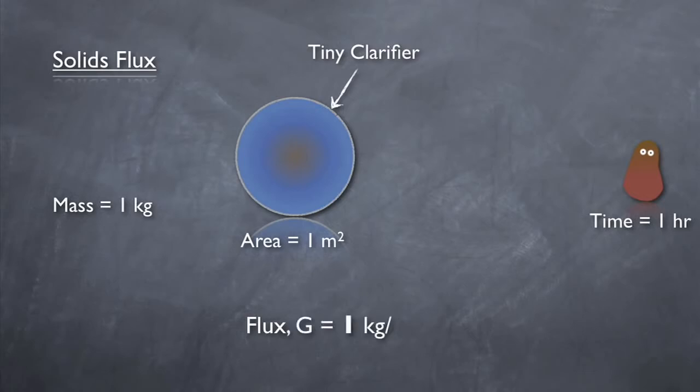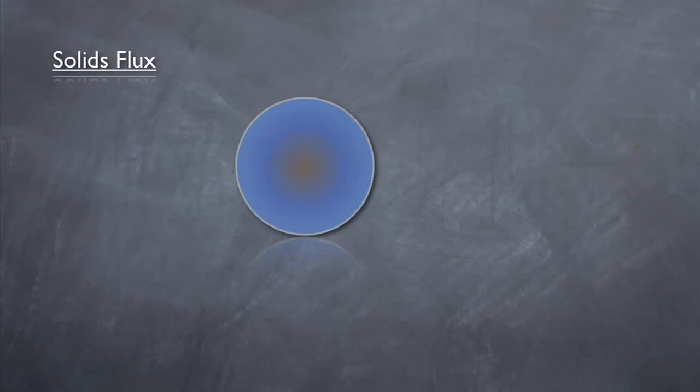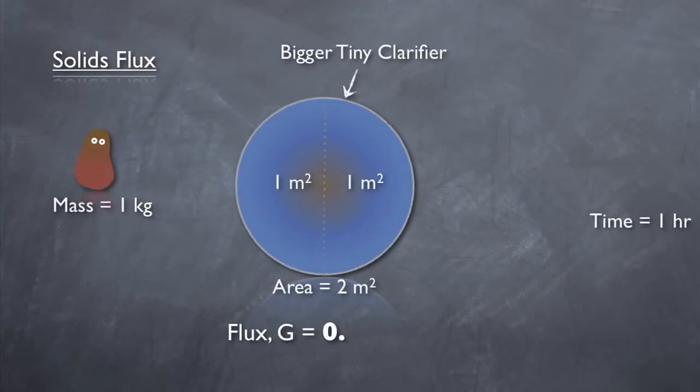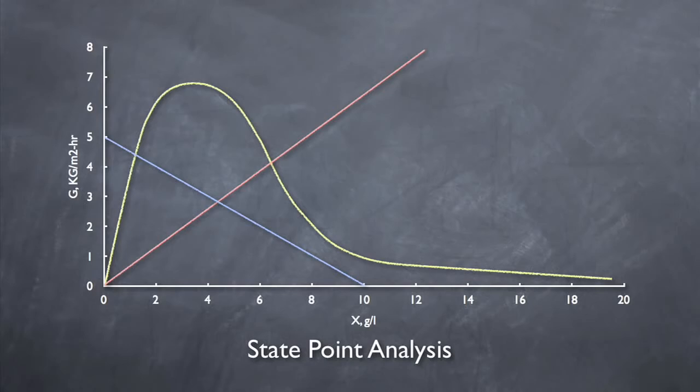Now if the surface area of the tiny clarifier was doubled, but the same mass of solids passed through in the same amount of time, the solids flux would be half. Why? Because it is normalized to 1 square meter of clarifier area. The amount of solids going through the clarifier didn't change, but the amount going through 1 square meter did, by half. By using flux, one can compare clarifiers of different sizes and loads on an equal basis. Now that we've covered both axes of the diagram, let's get to the 3 main components.